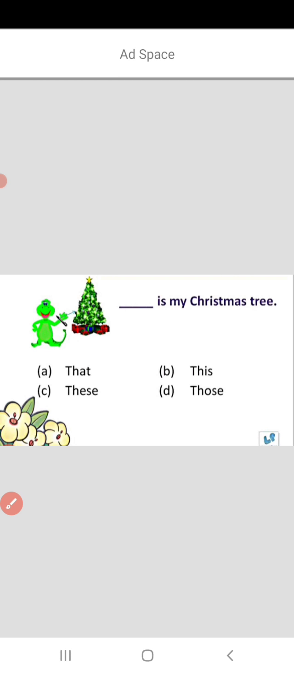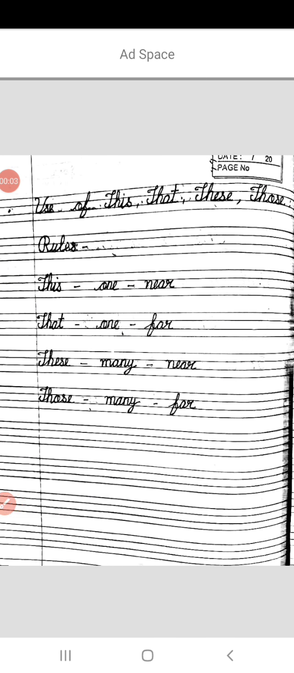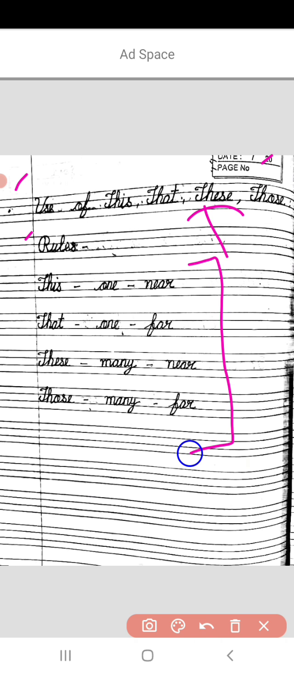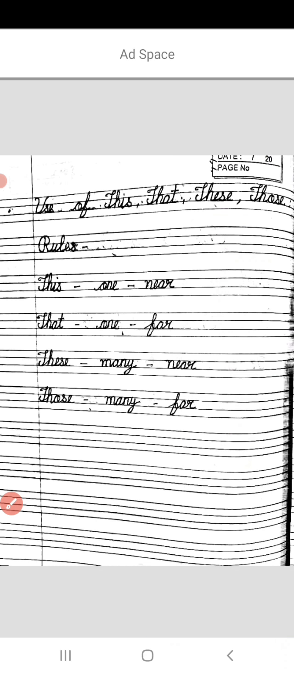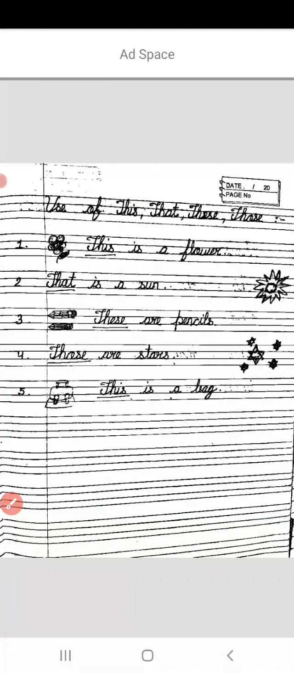All right. Now open your English notebook. Write today's date, day and classwork. Heading, use of this, that, these, those. Children, you have to write the rules over here that we have already discussed. And here a few sentences you have to write in your English notebook. Use of this, that, these and those. All right. You have to do this work neatly.